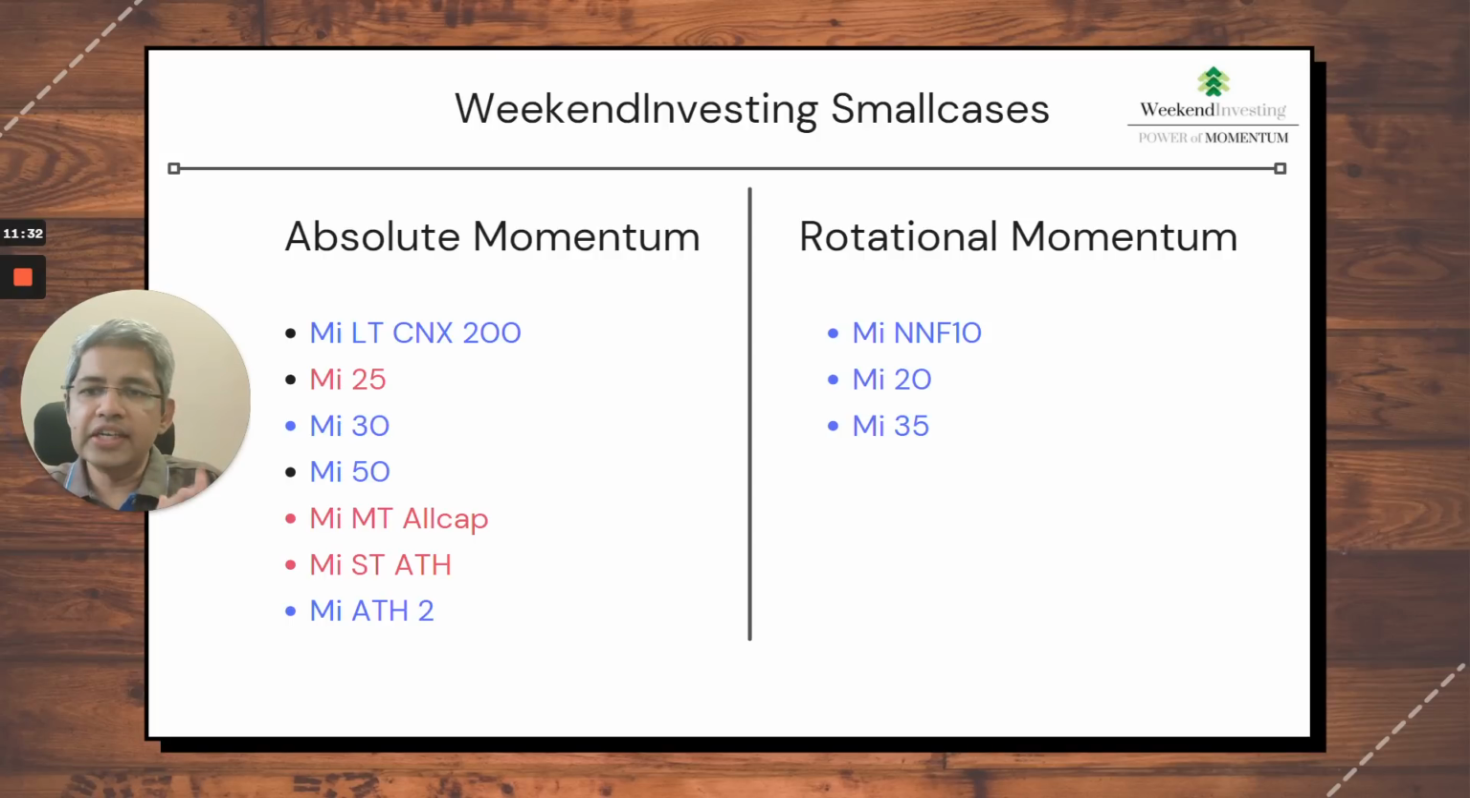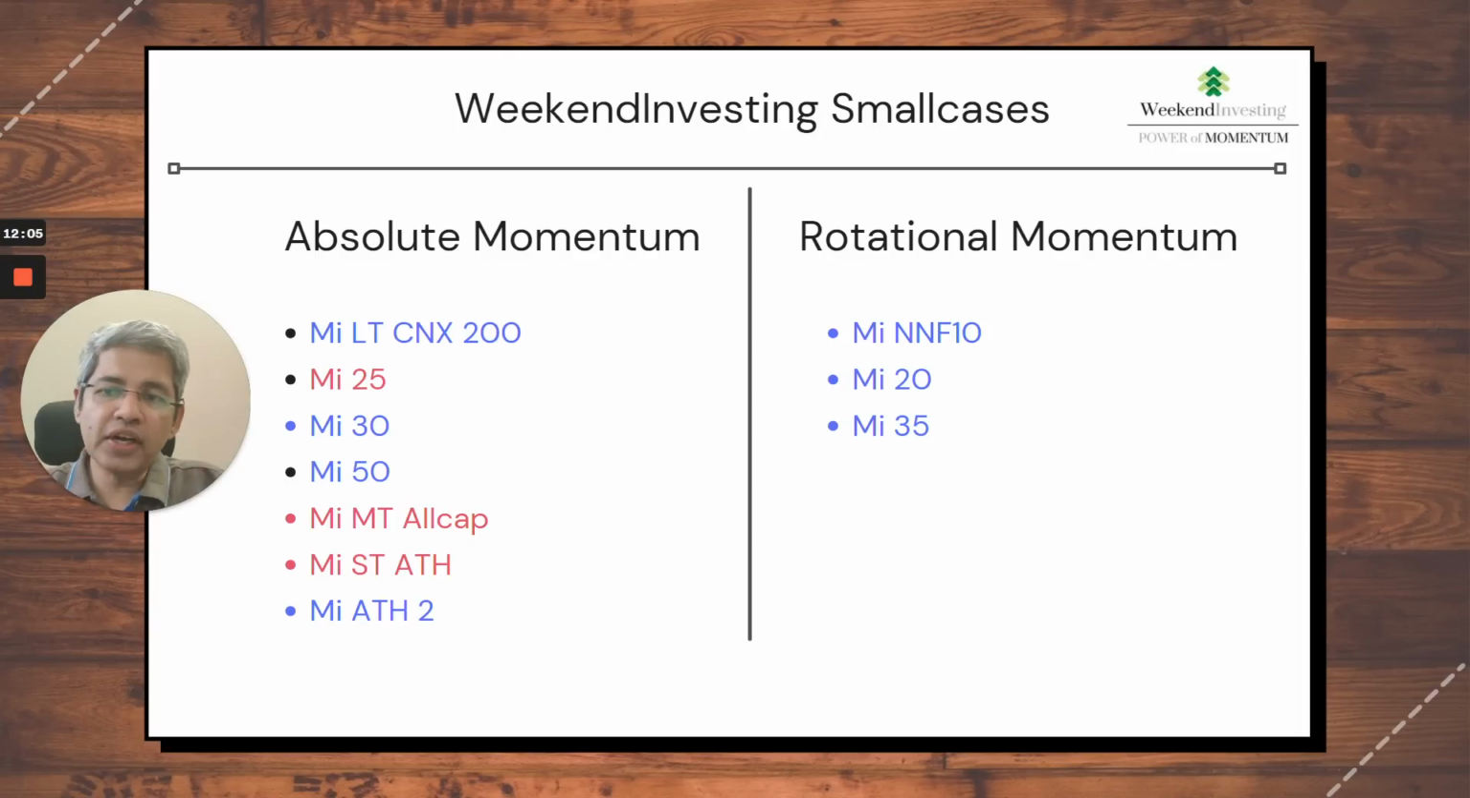In terms of rotational momentum, we already have a monthly rotational product called NNF10 that tracks the Nifty Next 50 large cap stocks only. The point to note here is that in March 2020 also, this product's drawdown was only 21%, whereas the index dropped more than 30%. So it did go into the strongest 10 stocks within the Nifty Next 50 portfolio, and it was able to outperform on the way down also.